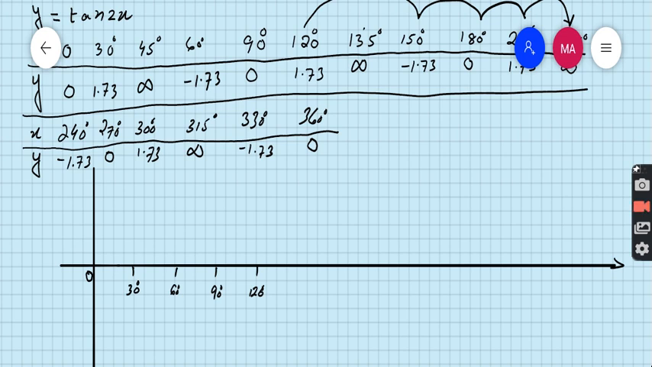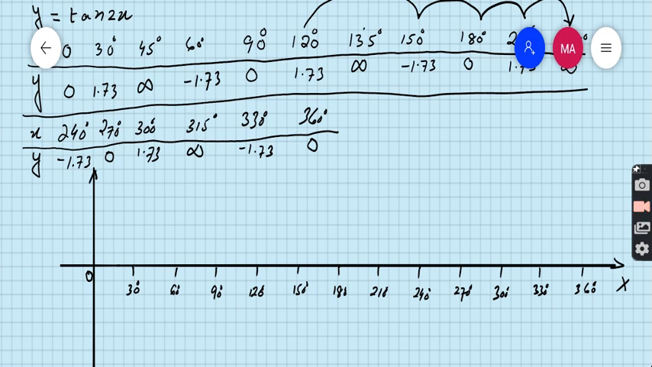120. 150. 180. 210. 240. 270. 300. 330. 360 degree. These are x values.